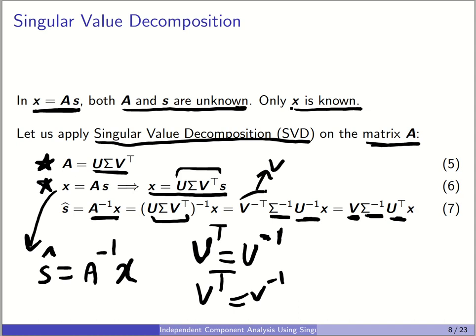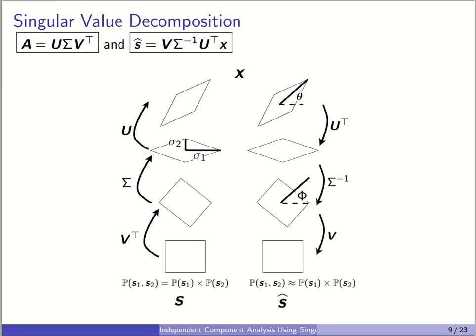So what we had here: singular value decomposition on A, and then the estimation of S, the sources. Do you remember, we wanted to separate the sources. We wanted to find the separated sources, which are S1 and S2. So this is what we want to find: V sigma inverse U transpose X. However, V, sigma inverse and U transpose are also unknown, and we need to calculate them.